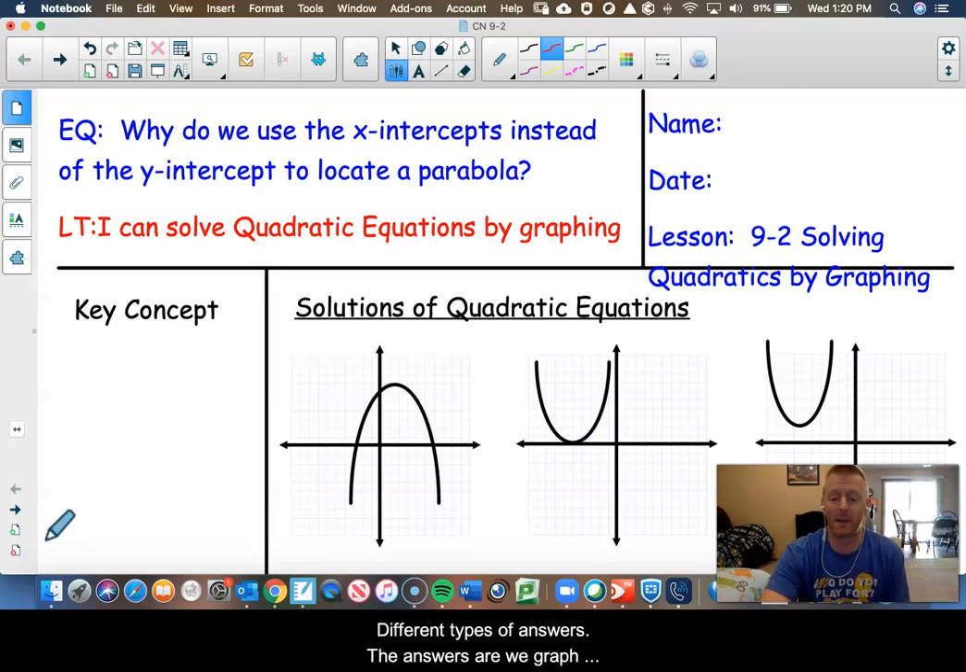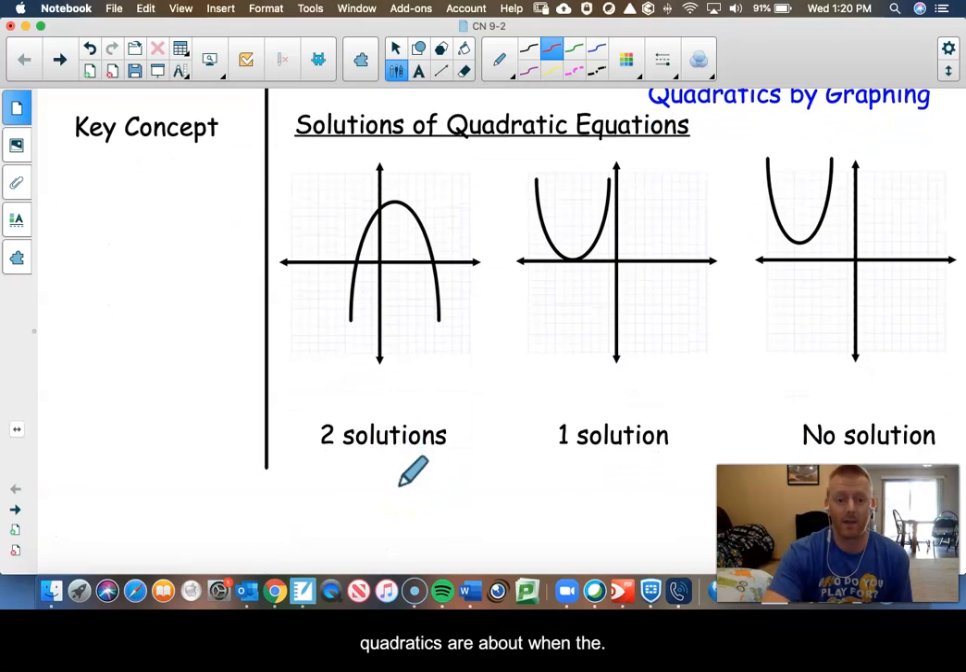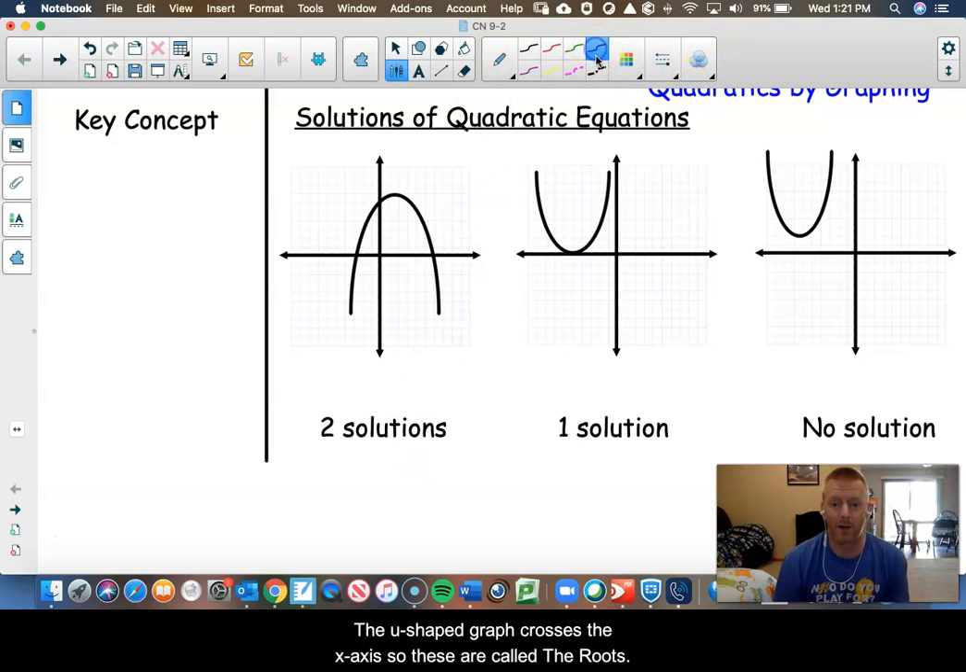So there's different types of answers. The answers when we graph quadratics are all about when the parabola, the U-shaped graph, crosses the x-axis. So these are called the roots. The two solutions happen when there's two lines that look like this in a graph. One solution is when we cross only at this one spot. This is called the double root because it counts for both of them. And then there's no solutions if it never crosses at all.